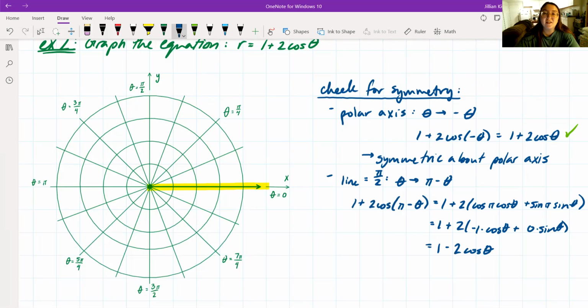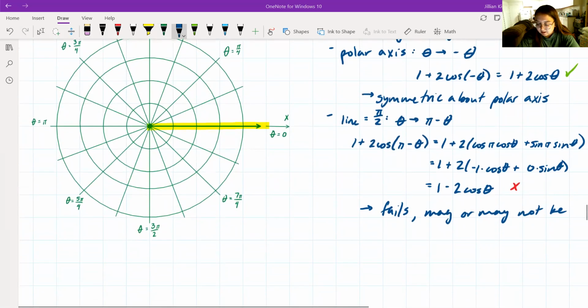So it does not give you the same equation as you started with, so we can't determine if it's symmetric about the line pi over 2. It fails, so we'll put the red X there. It may or may not be symmetric about pi over 2.